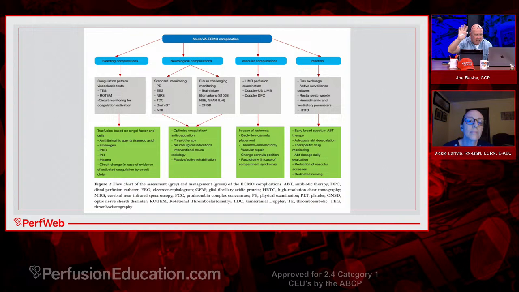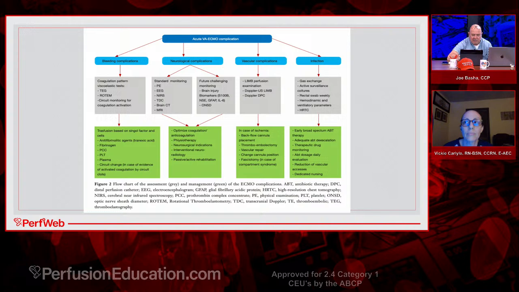Using a flashlight to look in there is not going to tell you anything. Measuring pressures is not going to tell you. You can lose 60, 70% of your ECMO surface area and not have a significant change in your pressures because of channeling and the way things work around that problem. So keep that in mind.